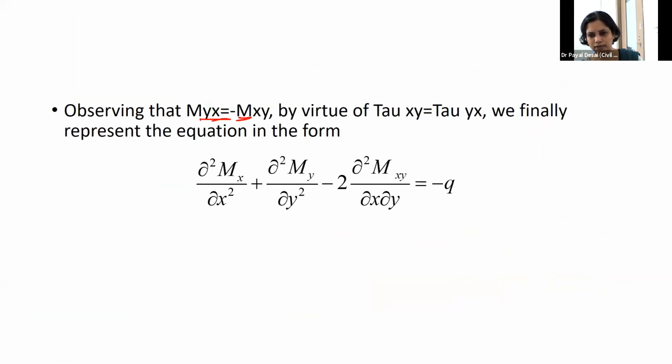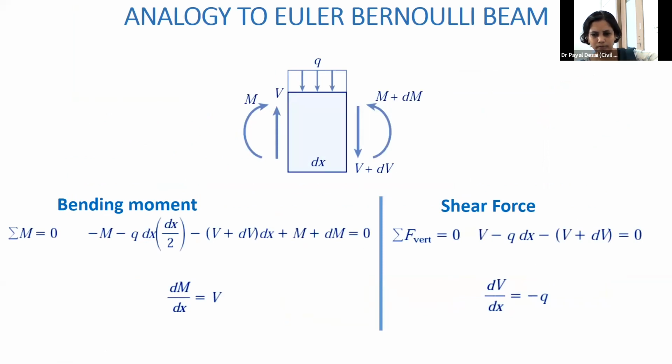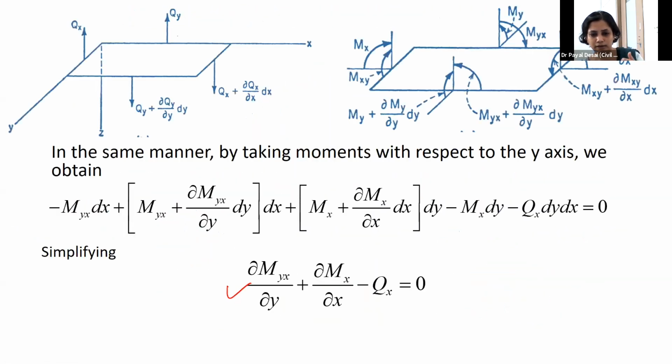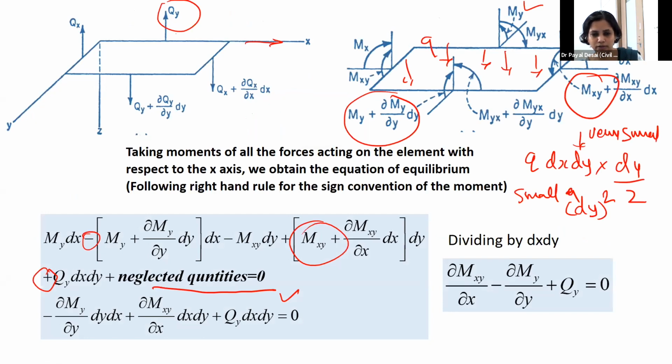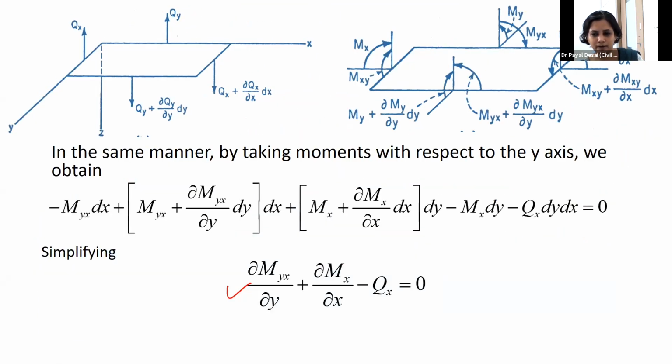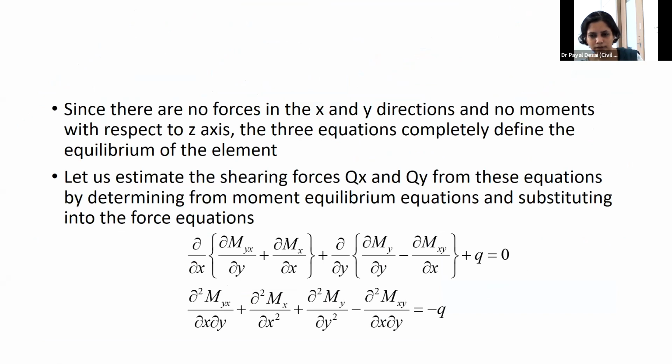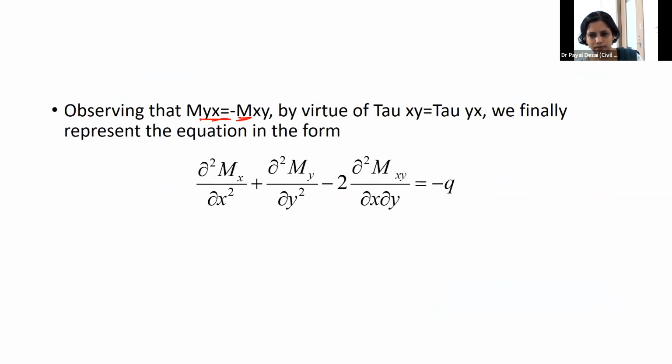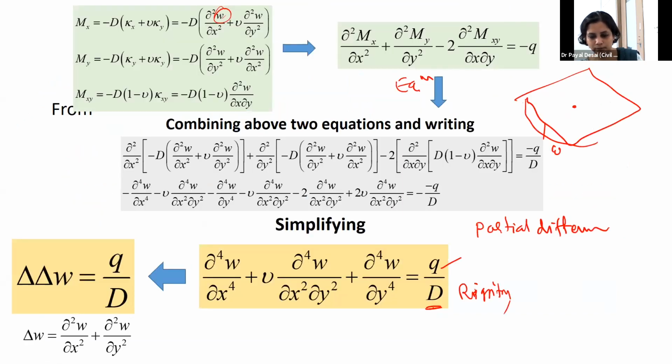And I have skipped this slide, one or two slides. These are the equilibrium equations for the beam, analogous to Euler-Bernoulli beam theory. There also you take the equilibrium. It has a moment equation. Equilibrium equation is like dM by dx, and then dV by dx is equal to minus q. But in case of plate, we have seen that these are our differential equilibrium equations. There are three equilibrium equations we are getting. And then once we are able to simplify, we are able to get the final biharmonic equation.